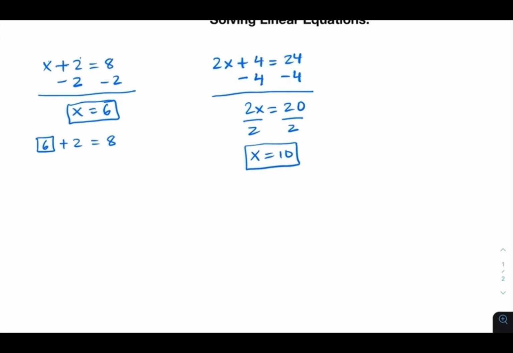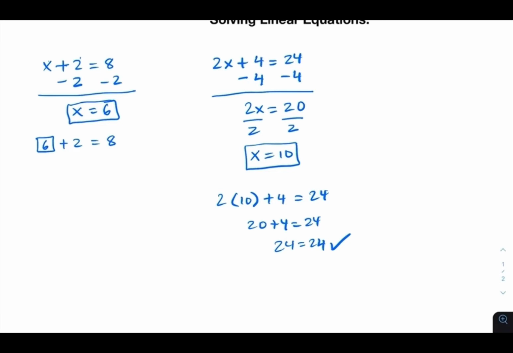We can go back and check it, right? 2 times 10 plus 4 is going to give you 24. 2 times 10 is 20, and 20 plus 4 is definitely equal to 24, and that satisfies the equation. So the value that satisfies this equation is 10.